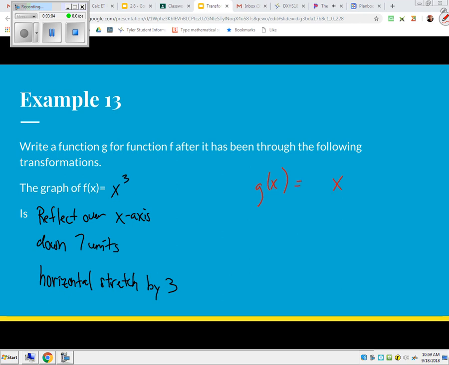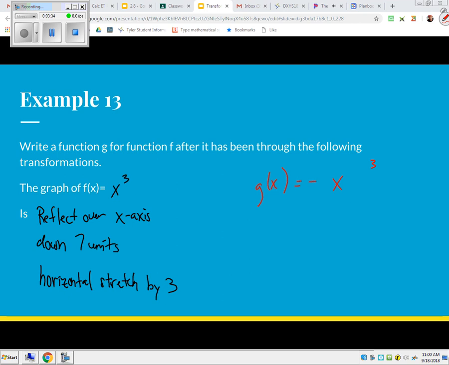So this is where I want to take my x and my cubes, and I leave a lot of space around it so I can put stuff on the inside, outside, multiply, add, subtract, everything I need to do. So first off, reflecting over the x-axis. Reflecting, that's a negative sign, correct? Over the x-axis, which way is that? Left, right, up, down? It's up and down. Everything up and down is outside the function, right? So what am I going to put outside the function? Just a negative sign.